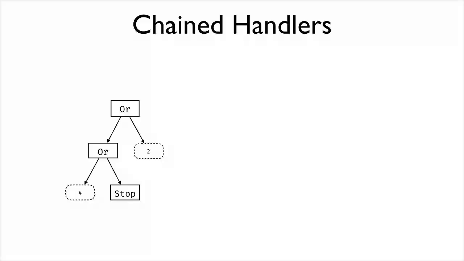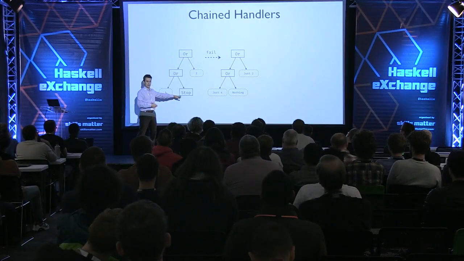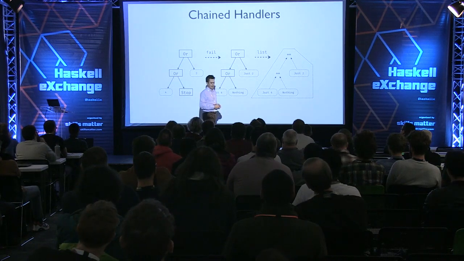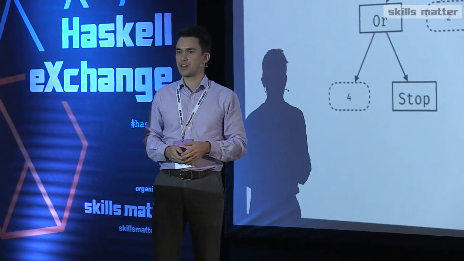You start with your tree. It's got or and stop in it, so two different kinds of effects. And then maybe you do fail first across the whole tree, replacing all the stop nodes with nothing and the leaves with just something. And then you replace all of the or constructs, the non-determinism, with plus plus and list creation, and then away you go. So you want to be able to compose these handlers in this way.